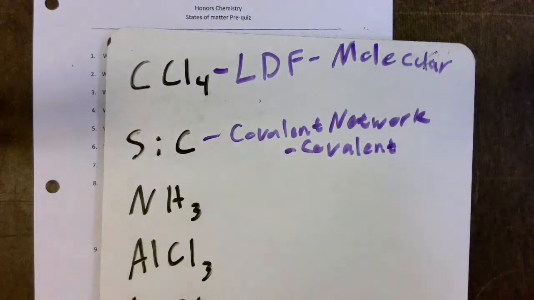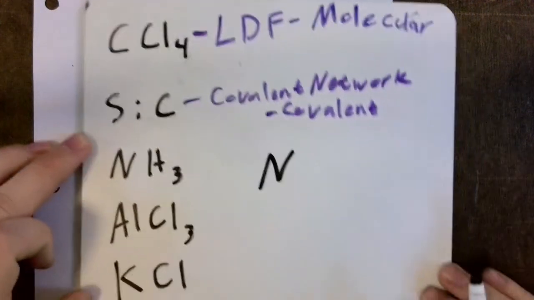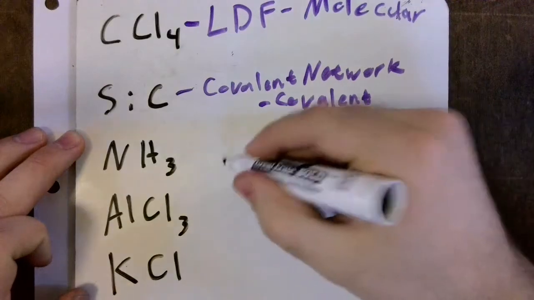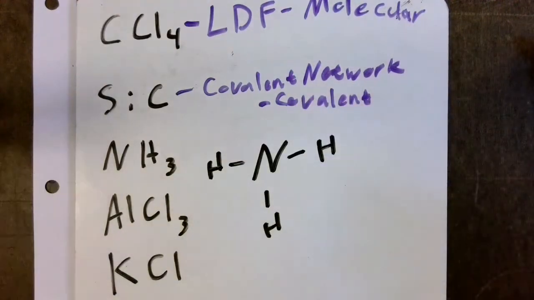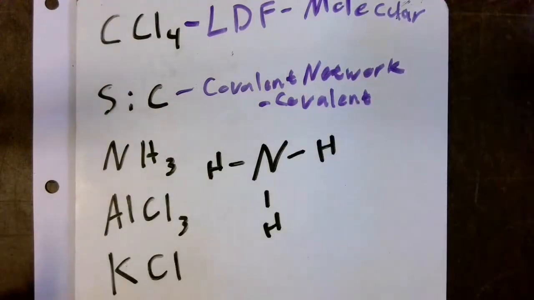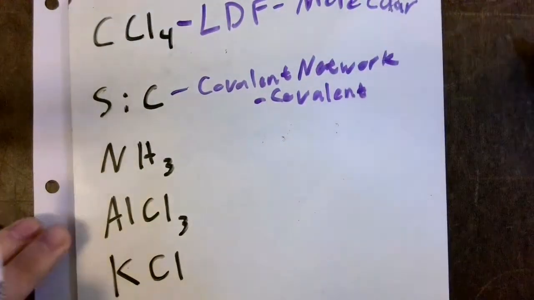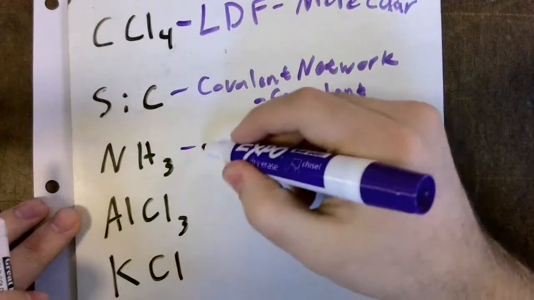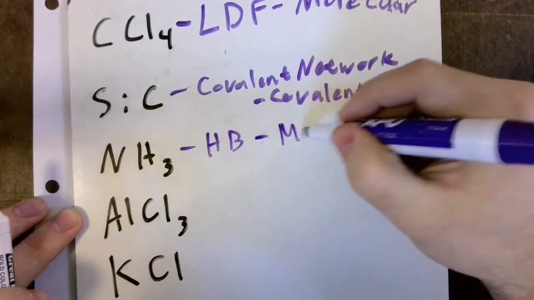How about NH3? Nitrogen has 3 bonds available, that's 1, 2, 3, and that's going to be all filled up with H's. Well, then that's also going to be molecular. But we've got the N to H bond here, so that's going to be hydrogen bonding. So we've got hydrogen bonding, HBs, then molecular.